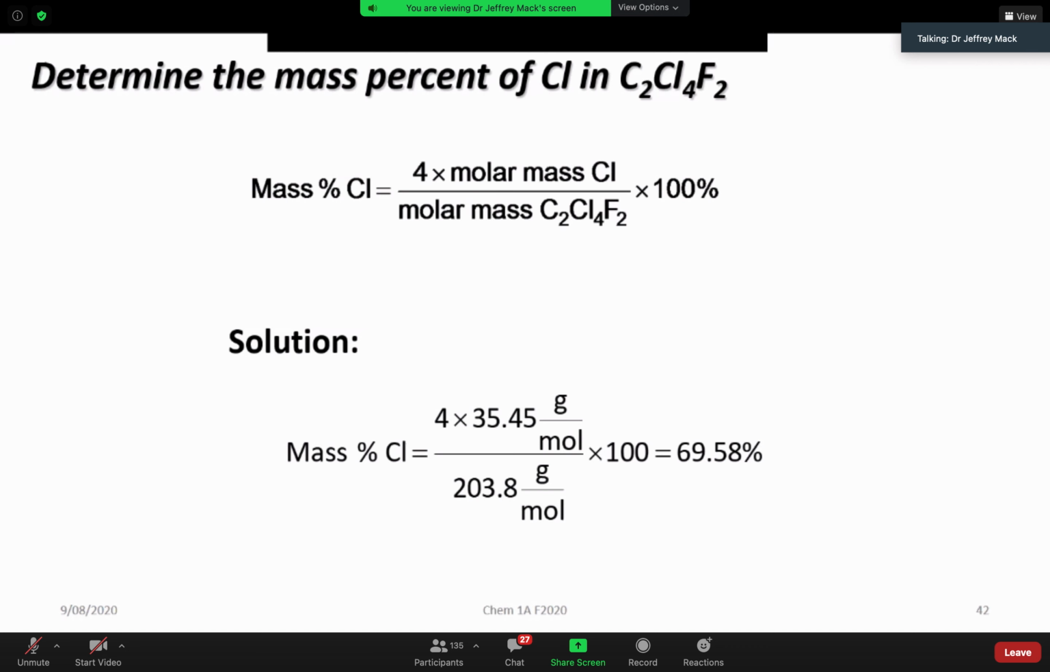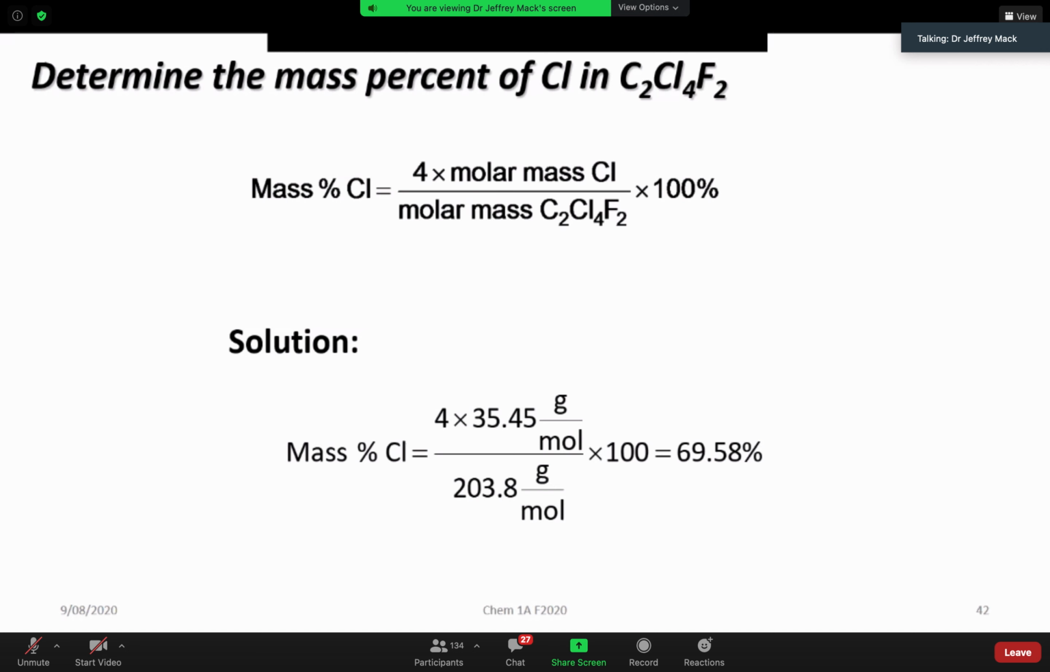Okay, so to figure out the percent of fluorine, I would simply take 2 times fluorine over 203.8 times 100. To figure out the percent of carbon, I would take 2 times 12.011 divided by 203.8 times 100, and so on and so forth. And all those percentages should add up to 100, right? The percent of chlorine, fluorine, and carbon should add up to 100 because parts is parts and it all adds up, right?